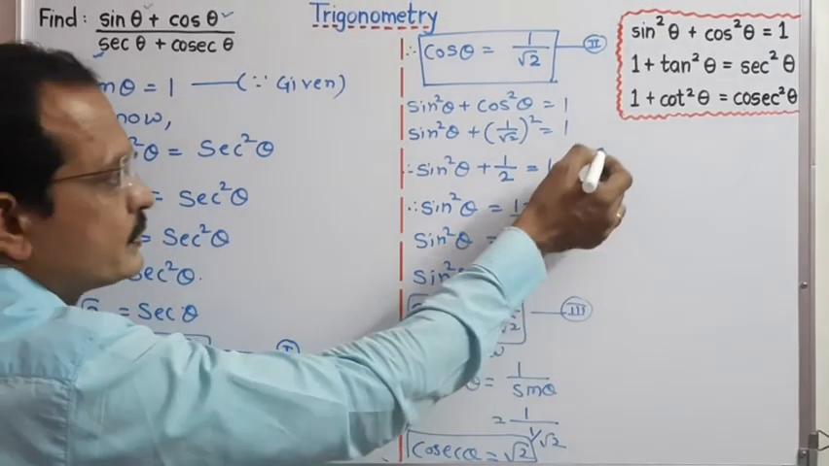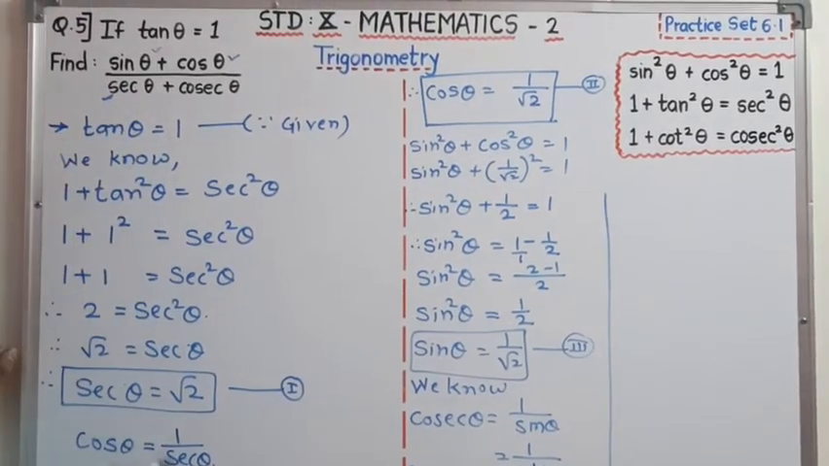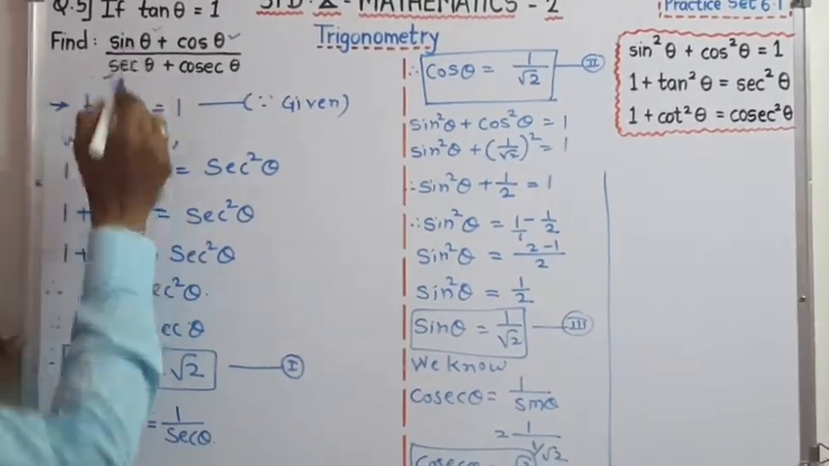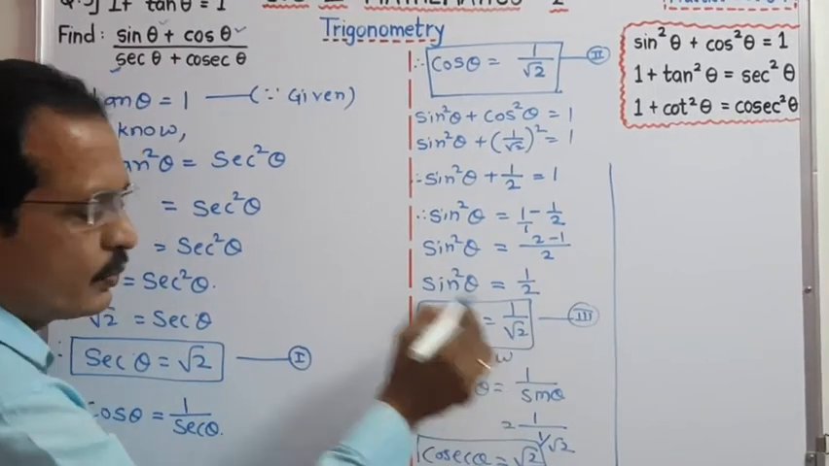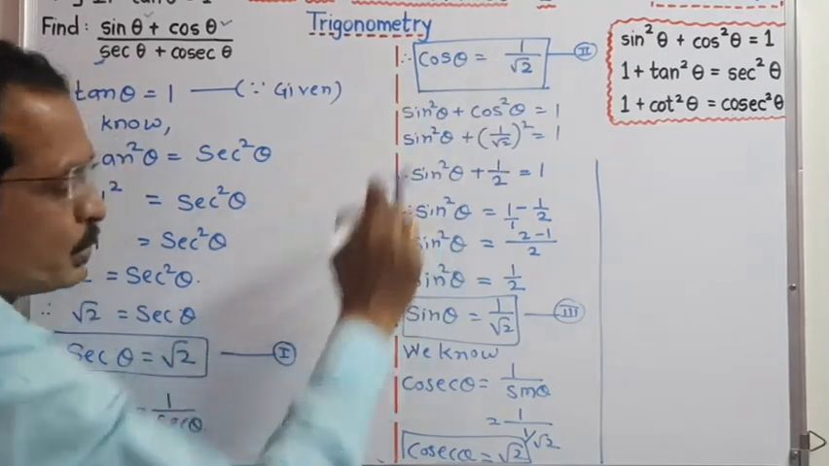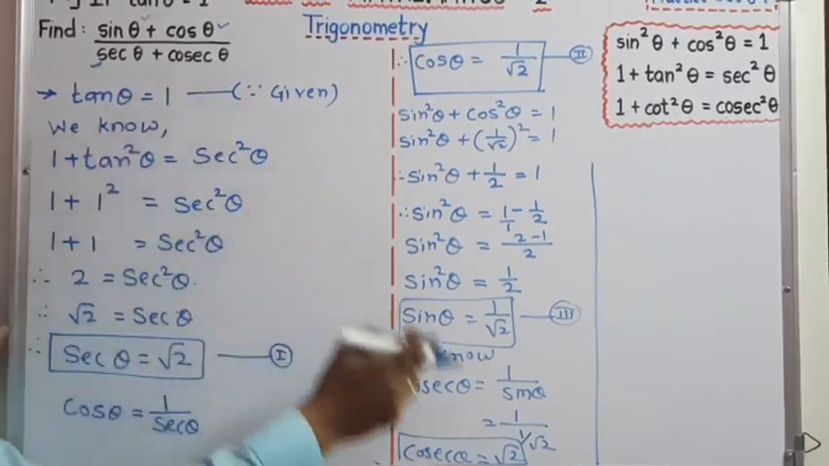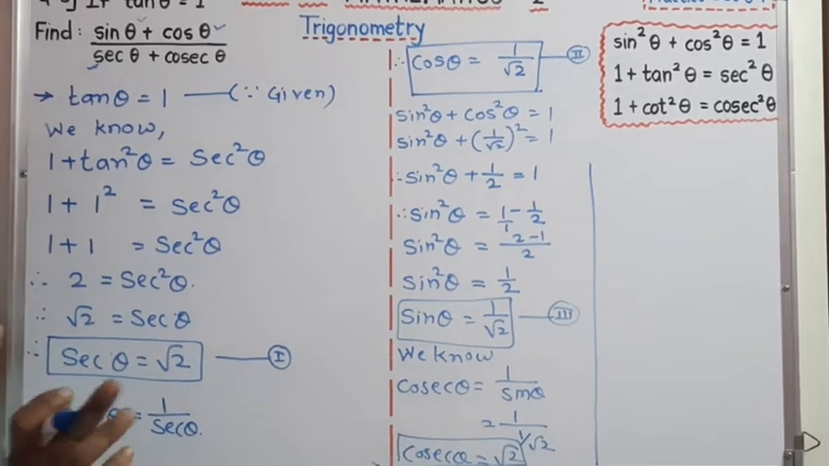Now, dear students, we have to find out the value of this. See, dear student, first is sin theta. Yes, we got sin theta as 1 upon root 2. Cos theta, yes, cos theta is 1 upon root 2. Then sec theta is root 2 and cosec theta is root 2. We got all the values.